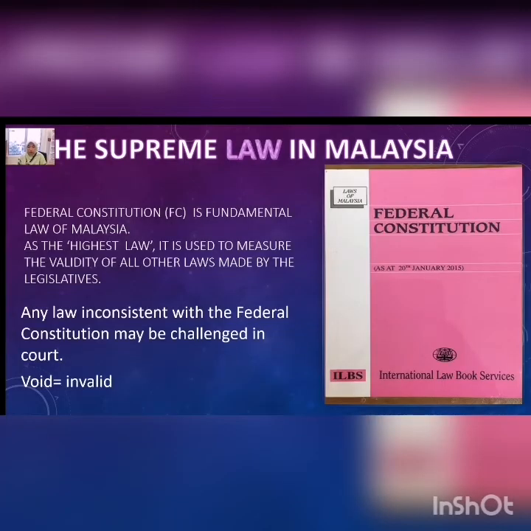We go to the definition of law under the Federal Constitution. Okay, the federal constitution is the supreme law in Malaysia, the highest law, the most powerful law in Malaysia. Because there is no law that can contravene it. What is it in Malay? Melanggar. I think it's melanggar. The other laws that exist in Malaysia must follow the federal constitution.